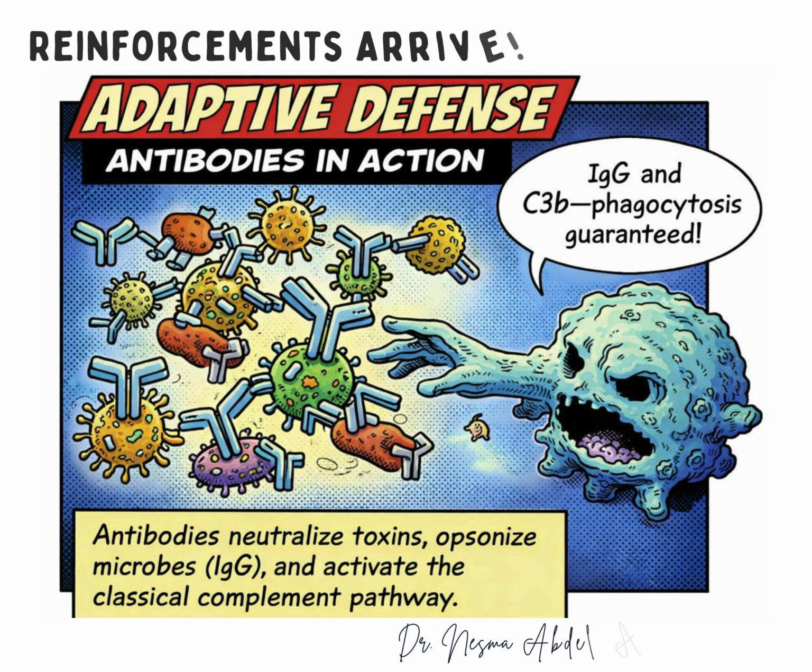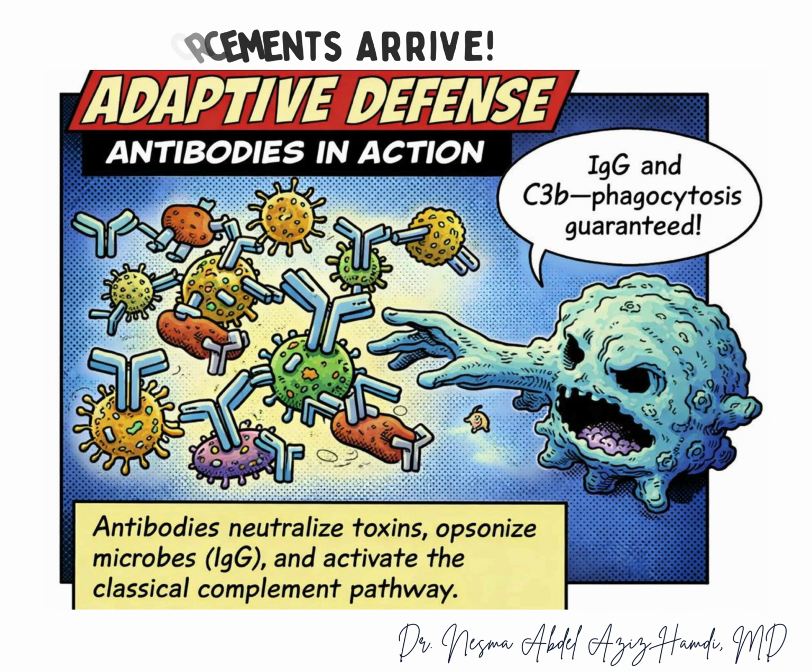Adaptive immunity reinforces innate defenses through antibody production. Immunoglobulin G antibodies opsonize microbes, activate the classical complement pathway, neutralize microbial toxins, and block microbial attachment to host cells.